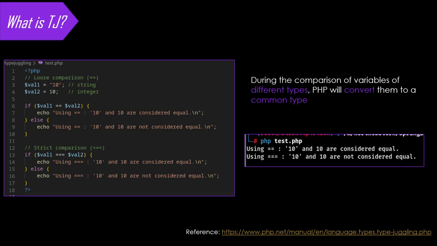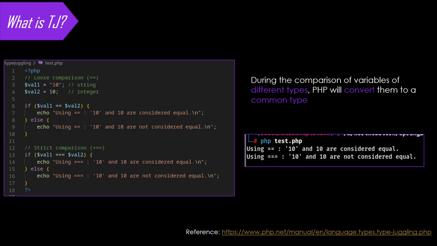What is type juggling? Essentially, type juggling is the event where during the comparison of variables of different types, PHP will convert them to a common type. Let's explore this further. Take a look at my script I wrote. We have two variables, $val1, which is set to the string 10, and $val2, which is an integer with the value 10. When we use the loose comparison operator, double equal sign, PHP performs type juggling. It converts the string 10 to an integer 10, and then compares the values. Since the values are the same after type juggling, they become equal. Hence, we get the "10 and 10 are considered equal" message.